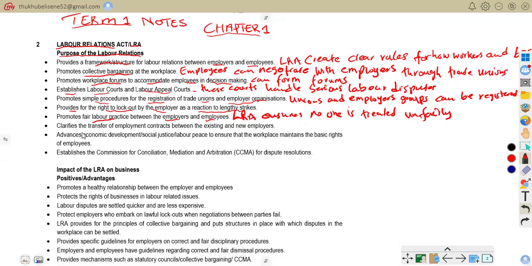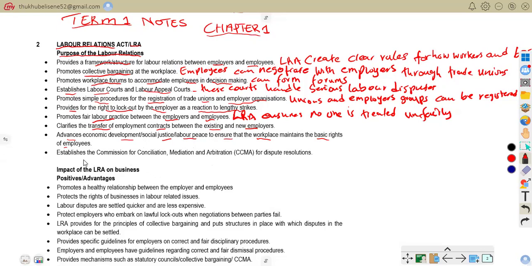It clarifies the transfer of employment contracts between existing and new employers. Meaning to say, if a business is sold, employees' contracts transfer to the new owner. For example, if a supermarket is sold, all workers keep their jobs under the new owner. Then it further says it advances economic development and justice, and labor peace, to ensure that workers maintain the basic rights of employees. It ensures a stable workplace that benefits the economy and protects the rights.